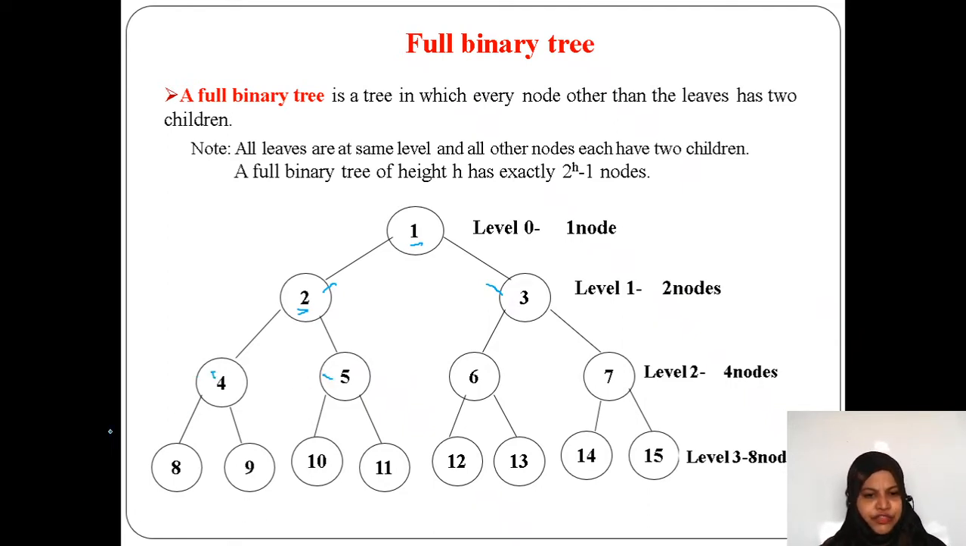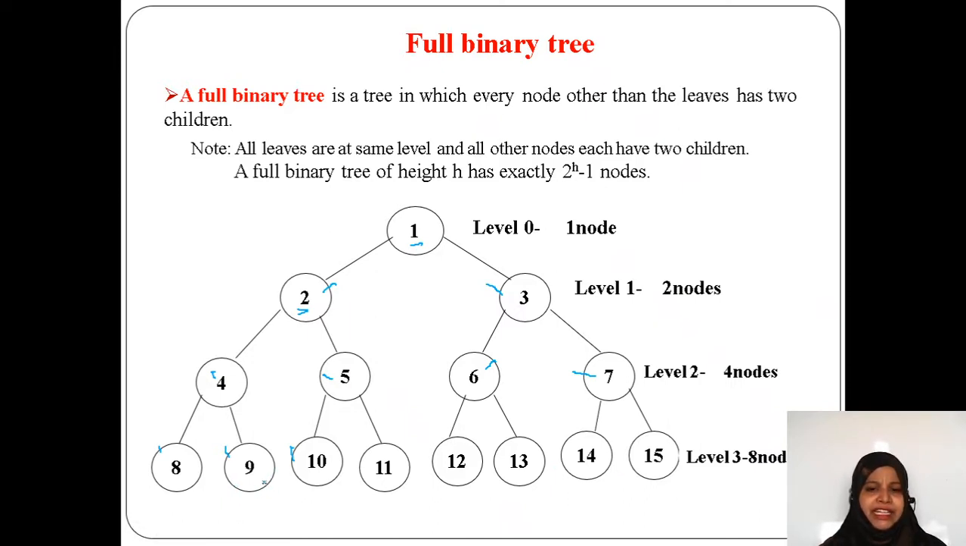Next, for 4, 8 comma 9, 2 children are there. For 5, 10 comma 11. For 6, 12 comma 13. For 7, 14 comma 15. For 3, 6 comma 7. So every node present in the binary tree has two children, compulsory, except the leaf nodes. Here 8, 9, 10, 11, 12, 13, 14, 15 are all the leaf nodes.